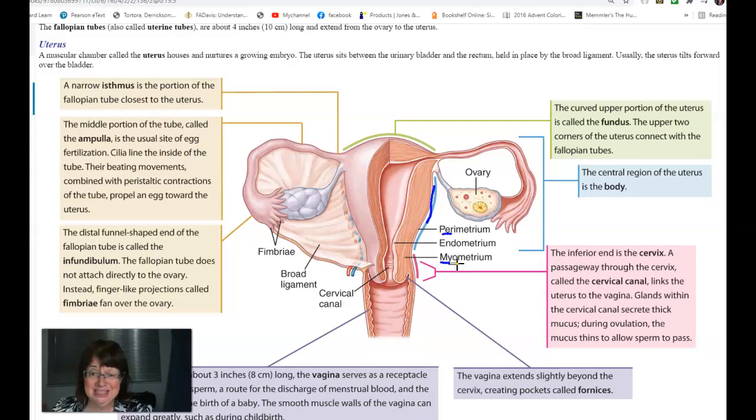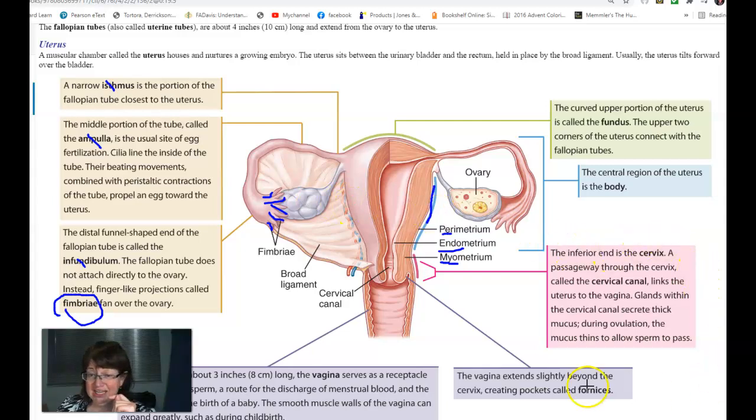The myometrium is muscles, and this is what gives the uterine contractions, which are very important in labor. Then you have the endometrium, and the endometrium is the thicker layer, what we know as the uterine lining, and this is what's sloughed off during menstruation. Okay, don't worry about the terms isthmus and ampulla or infundibulum, but you do need to know fimbriae, and fimbriae are these finger-like projections that go over the egg during ovulation.